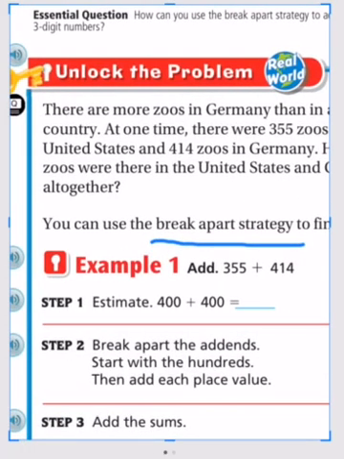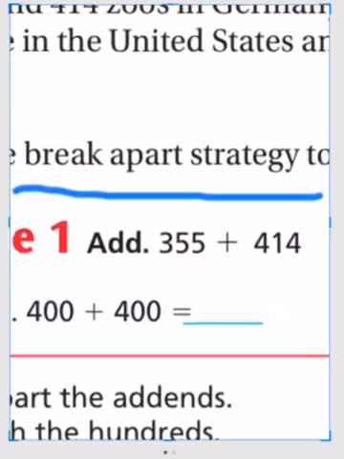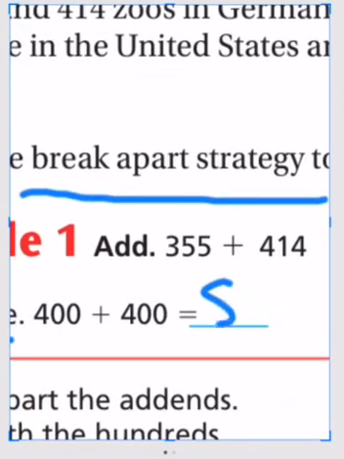Example 1, adding 355 plus 414. And the first thing they're going to do is estimate 355 and 414. They're both in the hundreds, so we're going to round to the nearest hundred. And 355 is closest to 400. Remember, our two choices here would be 300 and 400, and it's closer to 400. And 414, our two choices are 400 and 500, and it is closer to 400. And once we estimate those two numbers, 400 plus 400 is 800.